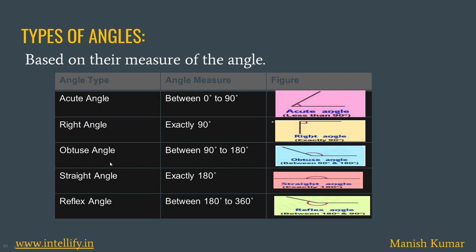And the next one is an obtuse angle, whose measure is between 90 degrees and 180 degrees, as we are seeing in this figure. The obtuse angle measures between 90 and 180 degrees. And the next one is a straight angle, whose measure is equal to 180 degrees. In this figure, this is a straight line and the angle is 180 degrees.